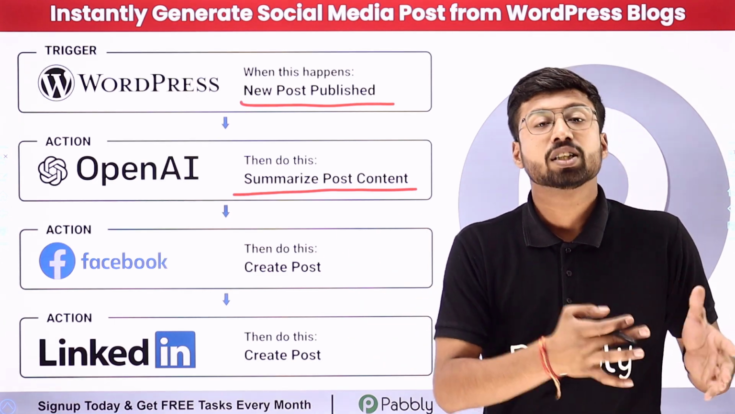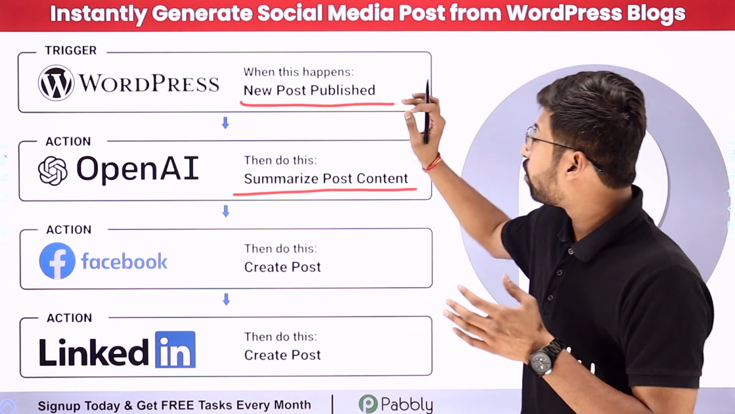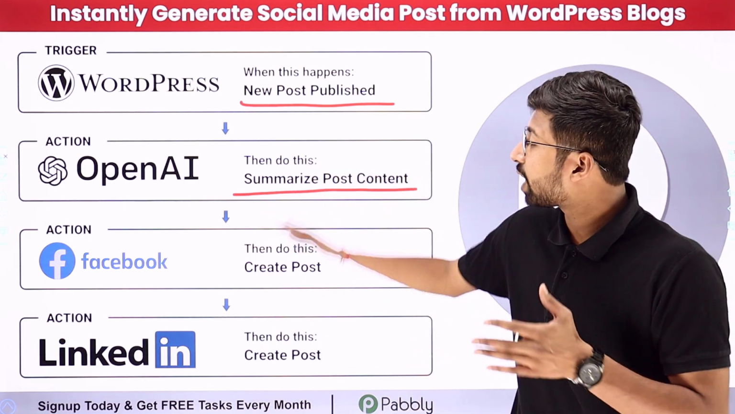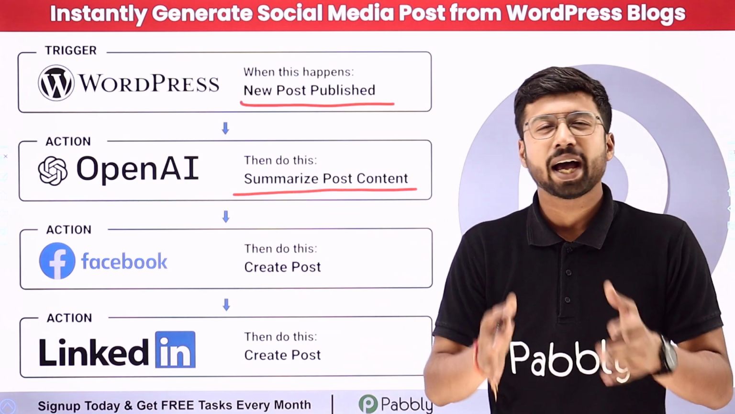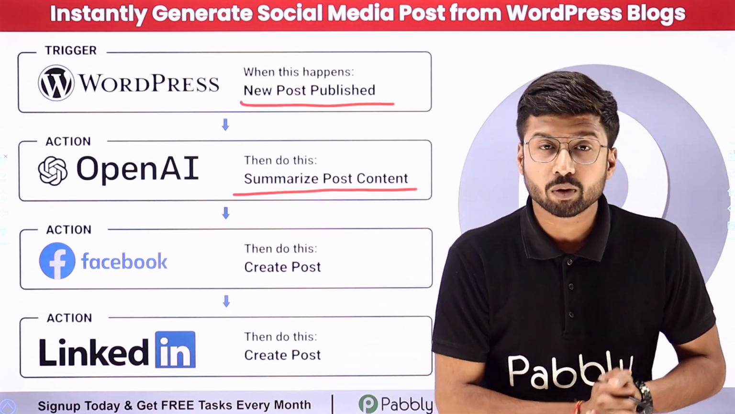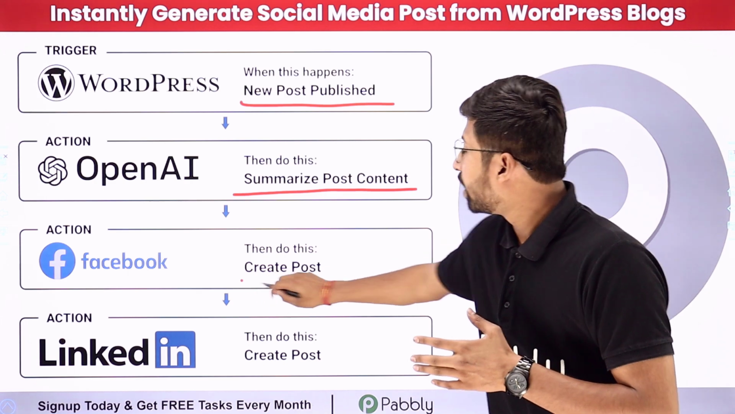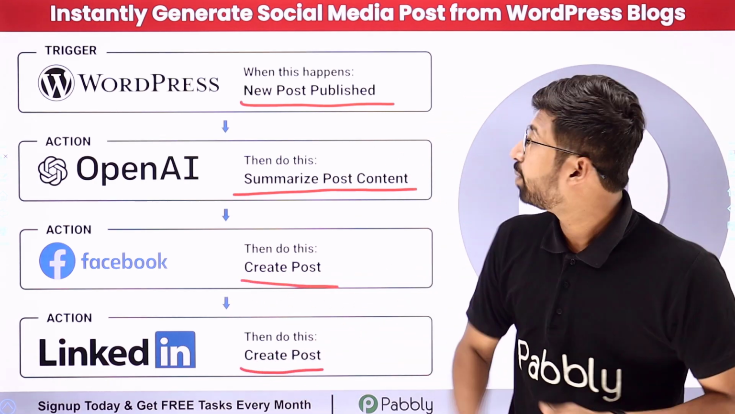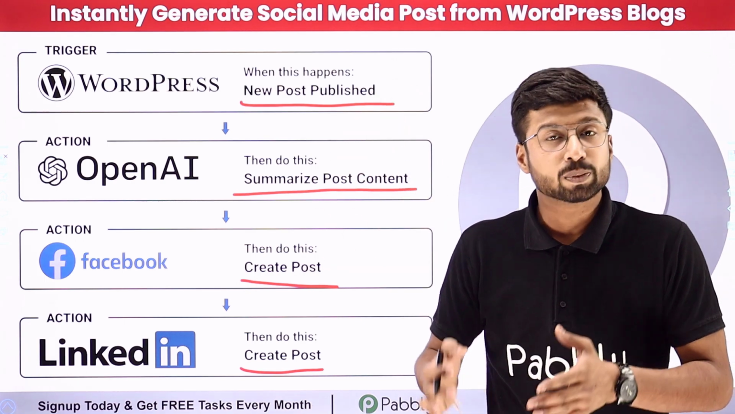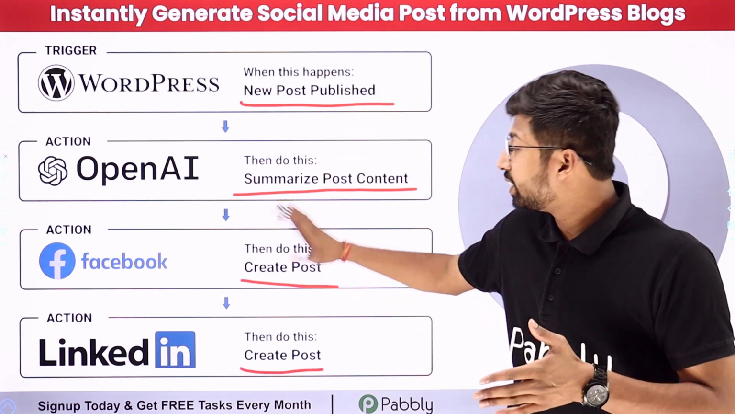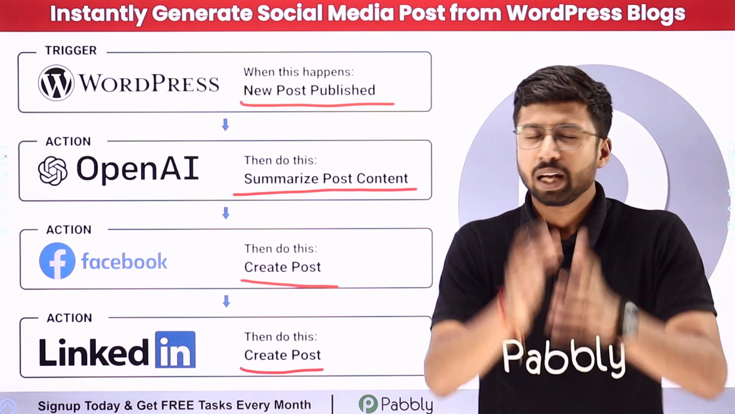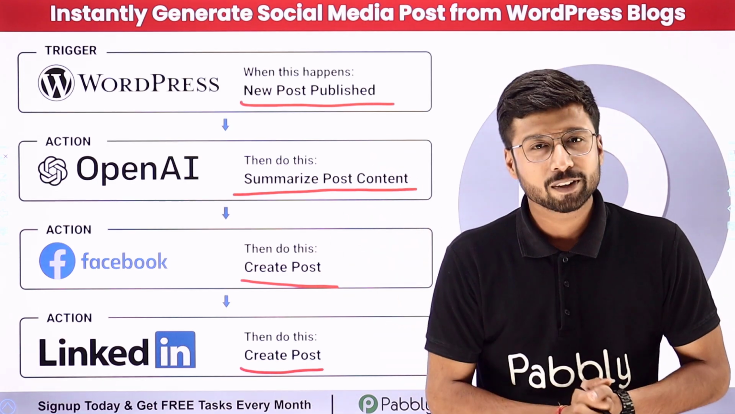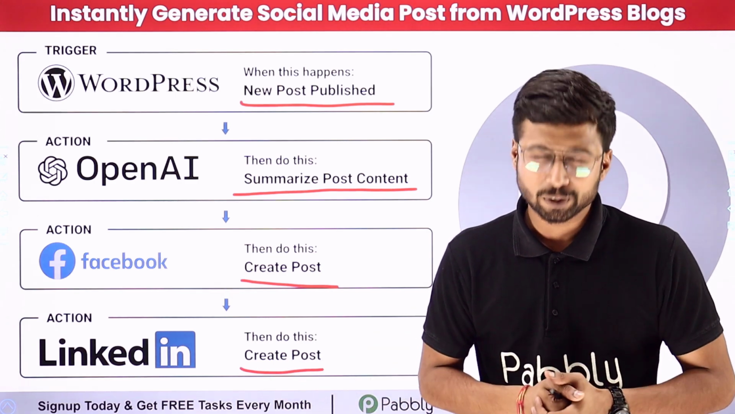After getting the summarized content from OpenAI for the social media post, we are going to share the same content on our social media platforms like Facebook, LinkedIn, X, Instagram, or any other platform of your choice. And also, if you have added any kind of image in your WordPress post, you can add the same image in these social media posts as well. Now, if you want to learn how you can set up this complete automation all by yourself, for that you just have to come with me to my screen.